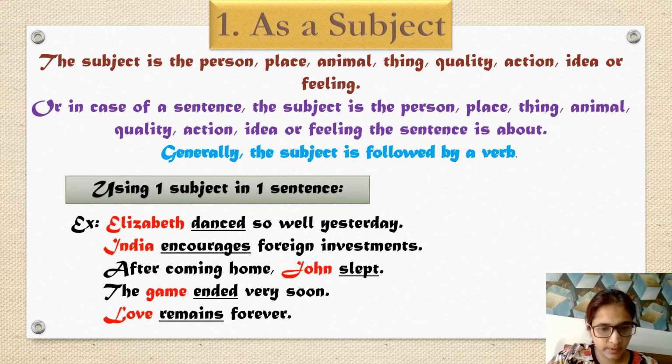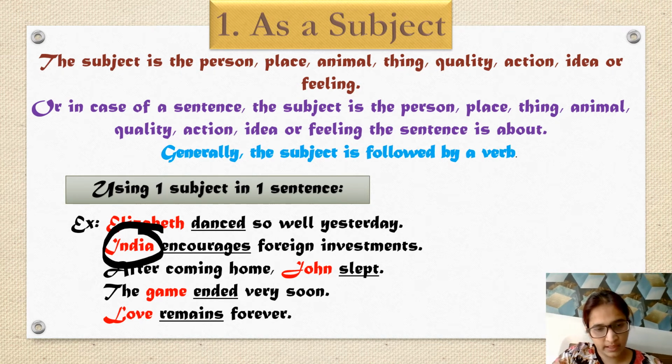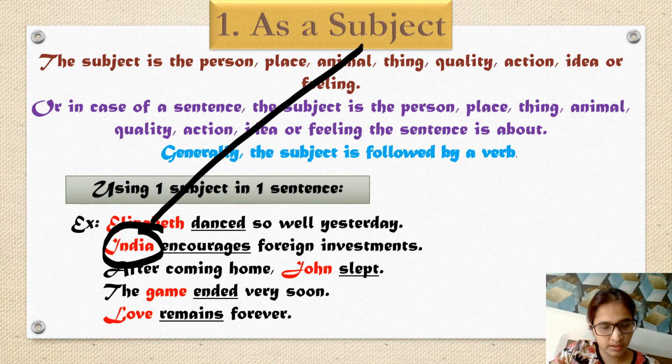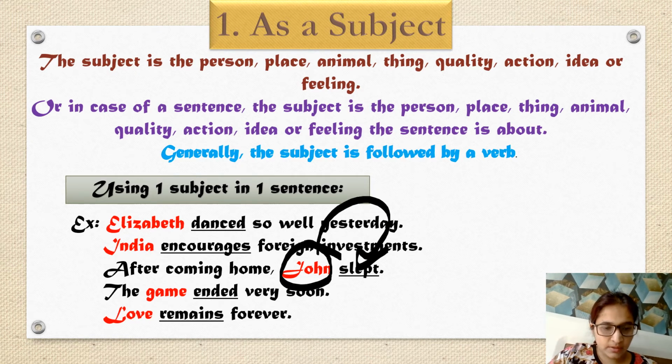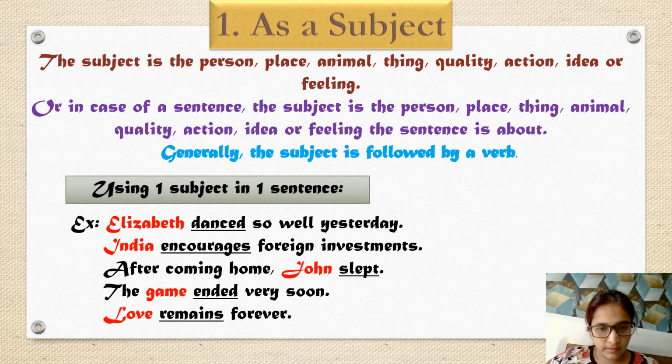Now let's come to the next one, which is India. When we say India encourages foreign investments, again we are talking about India. India is the subject here, and the verb follows, which is encourages. Who encourages? India encourages. Now, after coming home, John slept. Who slept? We are talking about John, who slept. So again this is a subject. So the subject is basically the person or thing or feeling that we are talking about in that sentence.